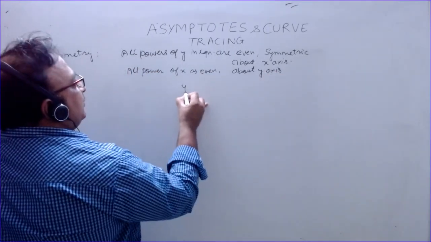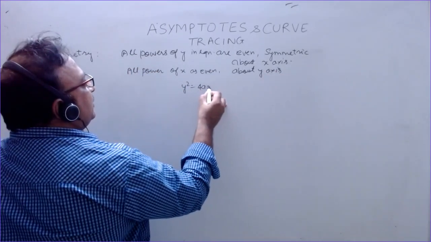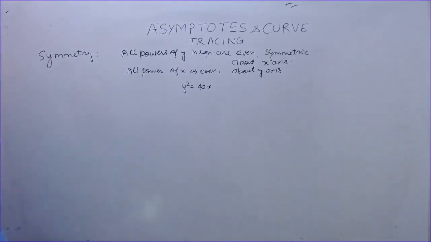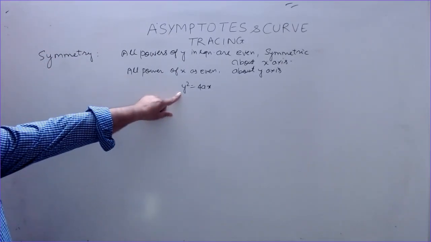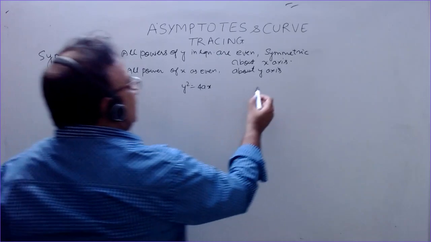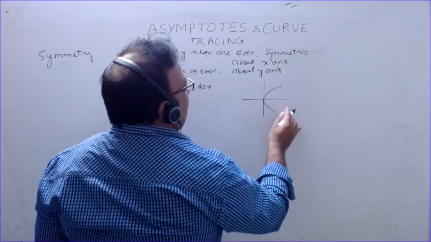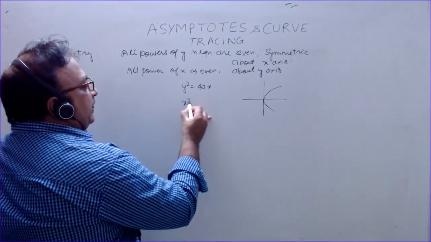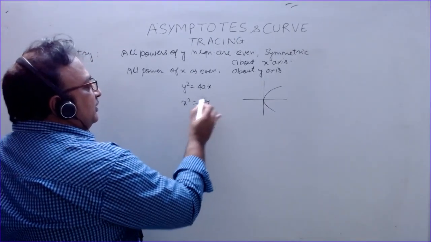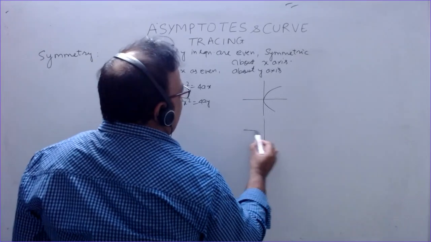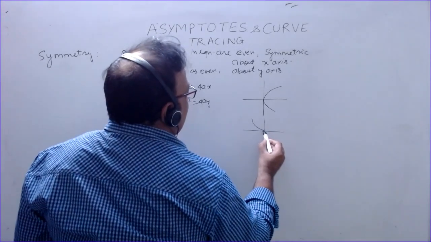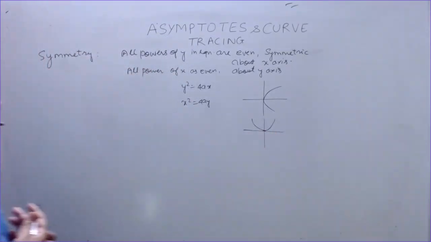Suppose we have y square equal to 4ax, a very simple example, a parabola. Powers of y are all even, no odd power, so it is symmetrical about the x-axis. Same on both sides. If you have x square equal to 4ay, it is symmetrical about the y-axis, because all powers of x are even.